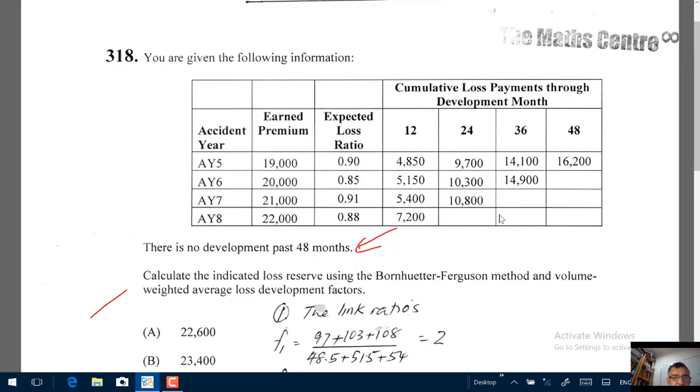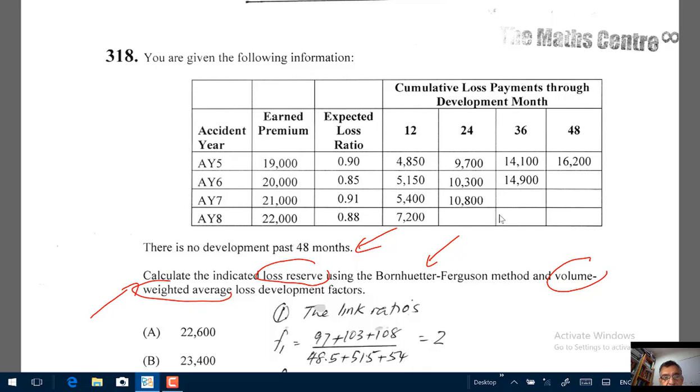We're asked to calculate the indicated loss reserve using the Bornhuetter-Ferguson method. I'm going to call it the BF method. We are told to use the volume-weighted average loss development factors. Let me circle that. Volume-weighted average loss development factors, also known as link ratios. So what are we going to do in this problem? Basically, we are going to work out the loss reserve using the BF method.